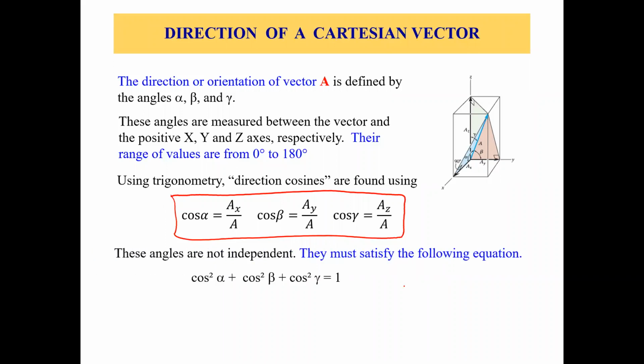Okay. All right. And finally, these angles are not independent and they must satisfy the following equation. We know that this is a rule. Cos square alpha plus cos square beta plus cos square gamma equals 1, right? So that's a rule which the system needs to follow. Okay, so that was about the direction angles which this vector or any vector makes with the x, y, and z axes, in terms of alpha, beta, and gamma, which are the angles which that vector makes with the x, y, and z axes, right?